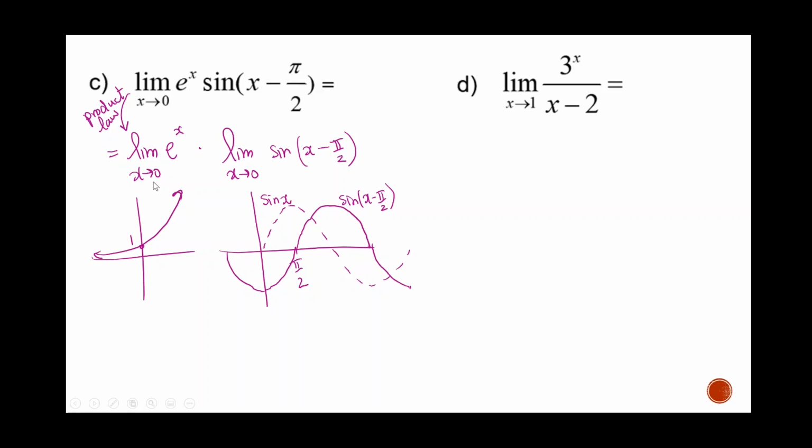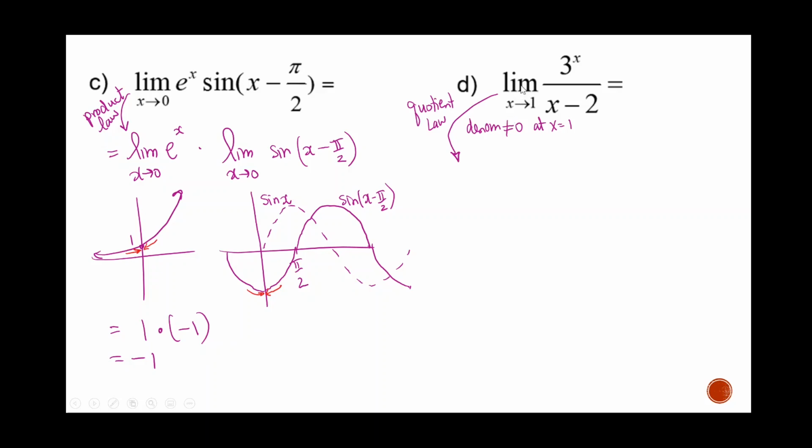Then we want to know what's the limit as x goes to 0. So on the exponential, we're approaching 1. That's the y value. On this sinusoidal one, we're approaching -1. So using the laws of the product, we can just multiply 1 with -1 and get -1 as the final result.